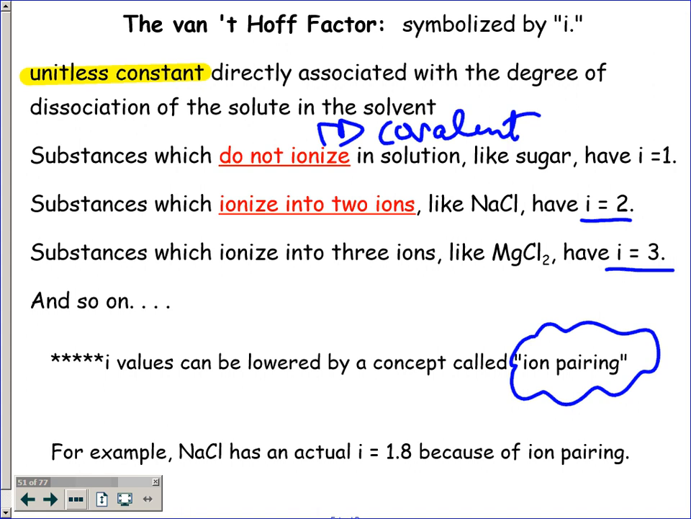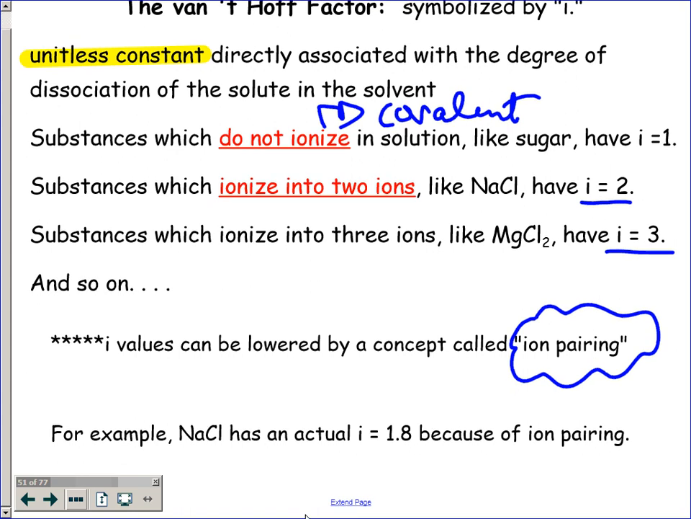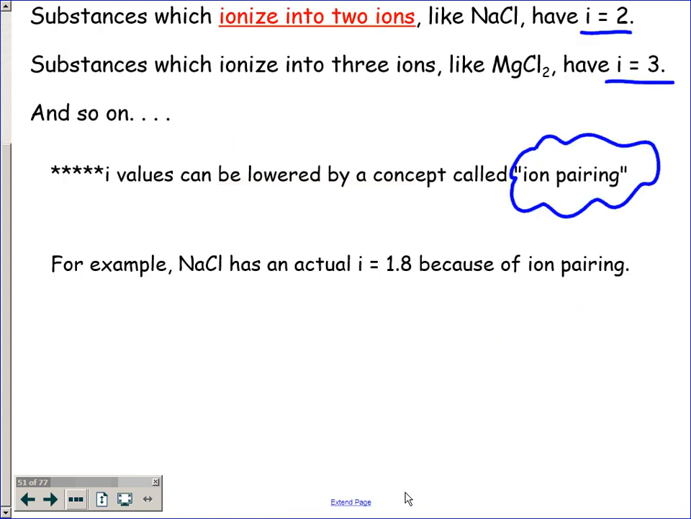Therefore, we actually can see some differences in what we predict and what we observe experimentally. So we expect an I of 2, but we see an I of 1.8. So just note, we do a lot of prediction, but experimental data may show us otherwise. Okay?